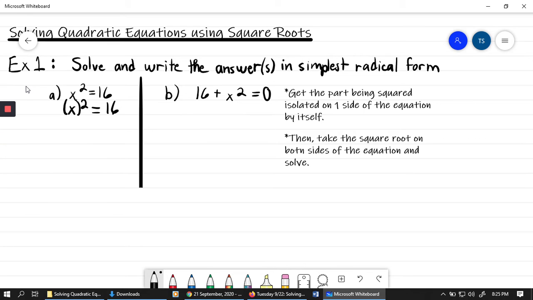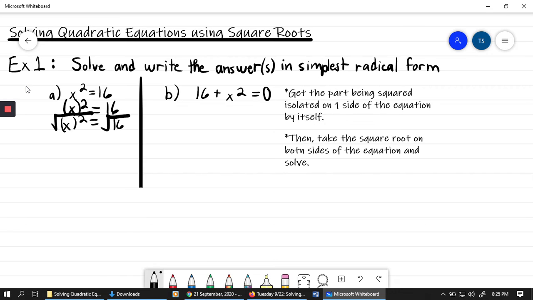Alright, so let's do this. Let's take the square root on both sides. We take the square root on the left side of this thing that's being squared, of x squared. So we're taking the square root of that, and we're taking the square root of 16.